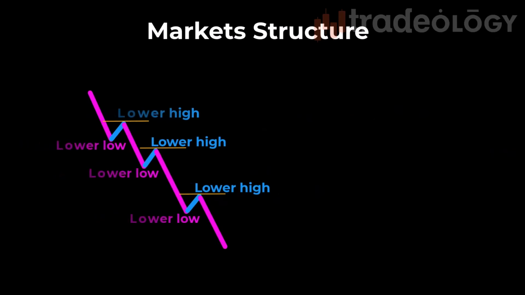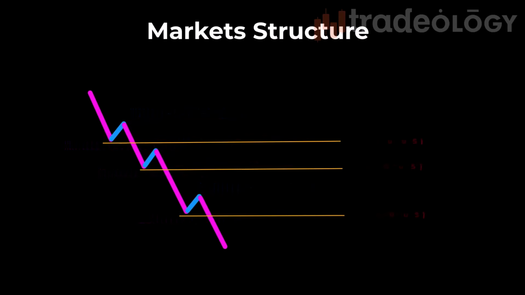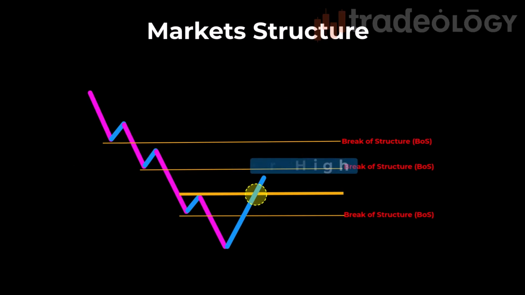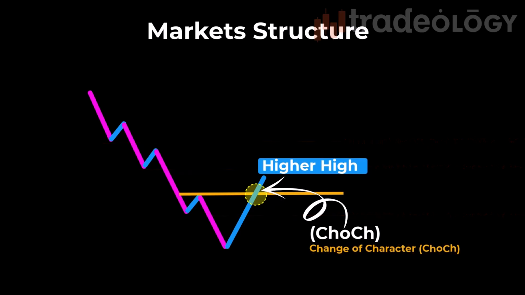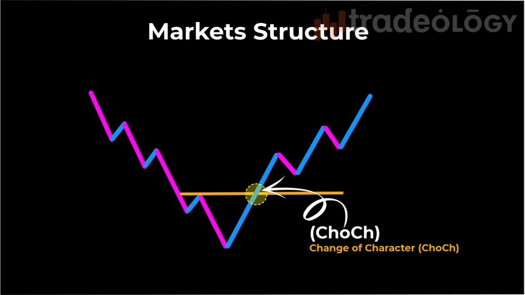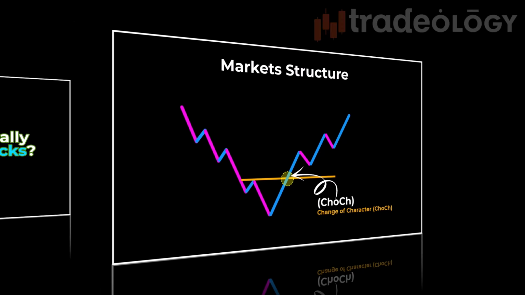Price keeps making lower highs and lower lows, and breaking past lows is a break of structure. But if price suddenly rips above a previous high and makes a higher high, that's another change of character, flipping the market back into an uptrend. So there you go. Break of structure shows continuation, change of character signals a reversal. That's the secret behind reading market trends.